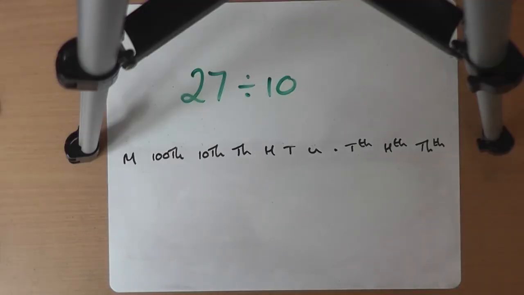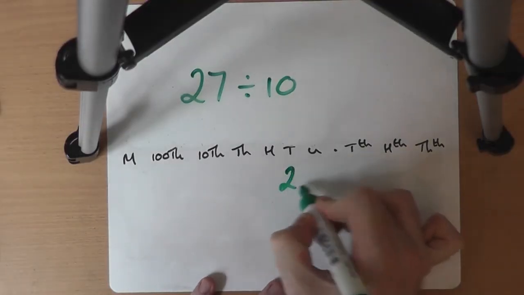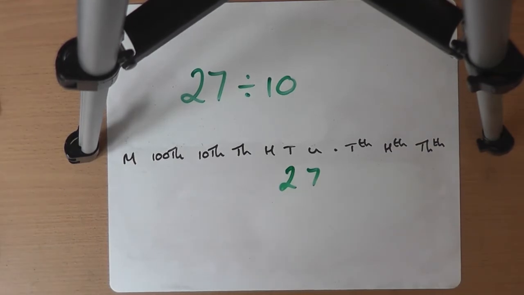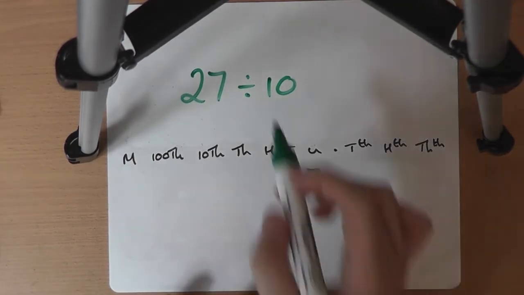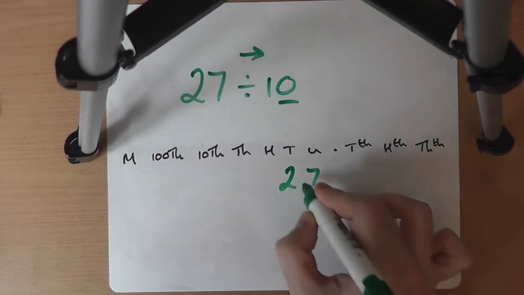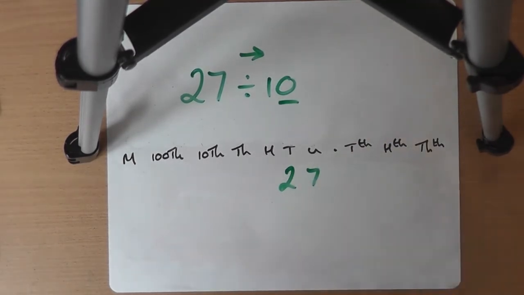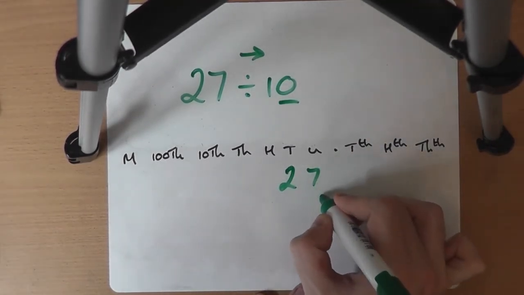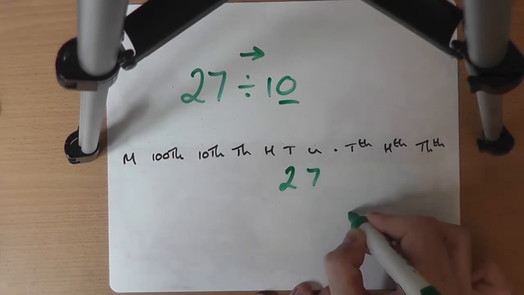27 divided by 10. We'll start off, we'll put the 27 in the grid where it should go. 2 in the tens, 7 in the units. 27 divided by 10. We're dividing, so we're going down the grid. Timesing is up, dividing is down. We're going by 10. 1 zero, 1 jump. So each of these numbers is going to move 1 column down. 7 is going to move 1 column down. It's going to cross that decimal point and it's going to end up in the tenths.